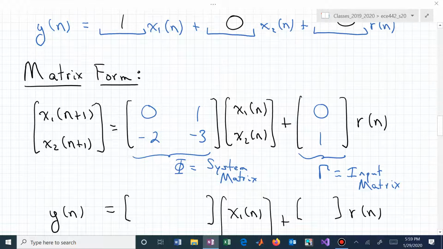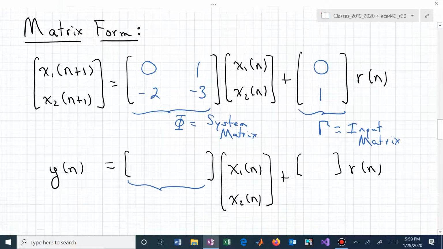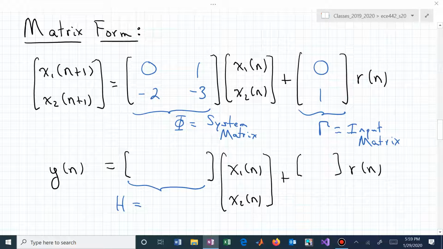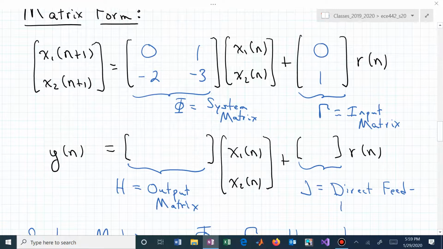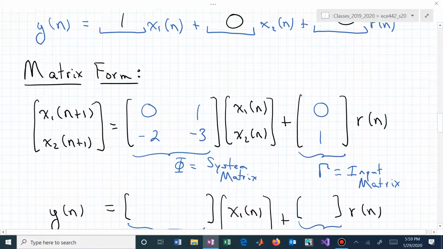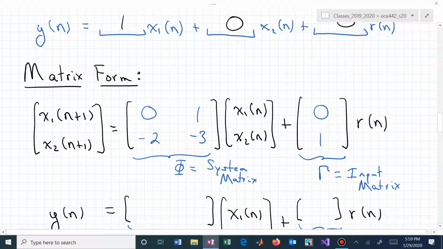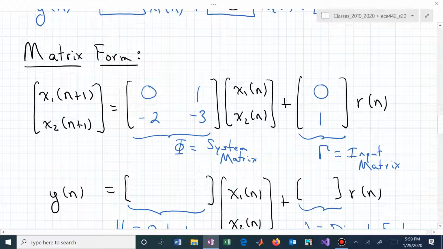Now this matrix is my output matrix. Let me just say that's going to be H. And my direct feed-through matrix here, I'll say is J. What are the dimensions of H? I only have 1 output in this example.